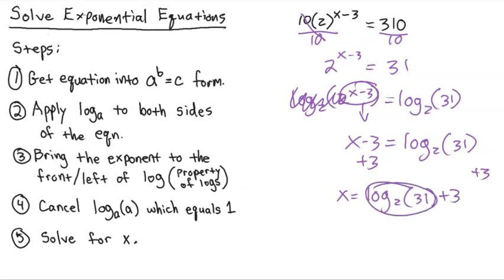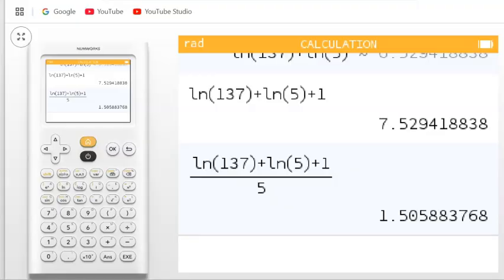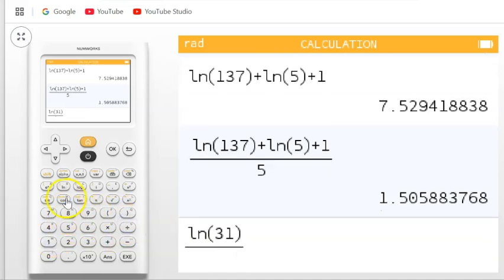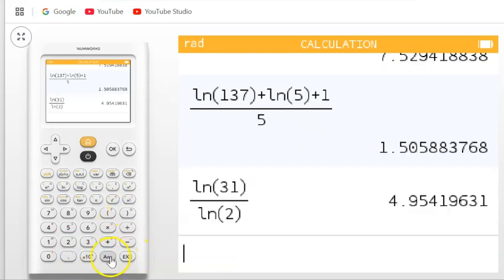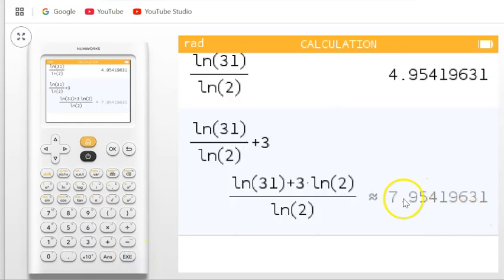Now this, I need to do a change of base so that I can find out the numerical value of it. So I'm going to have x is equal to the natural log of 31 over the natural log of 2, and then I'm going to add 3 to it. Now I'm going to go over to the calculator, and I'm going to do the natural log of 31, and then divided by the natural log of 2, and then press enter or execute. Then I'm going to take my answer and I want to add 3 to it. So plus 3, execute, and I get 7.954.